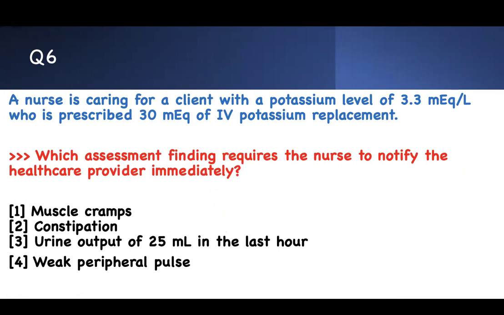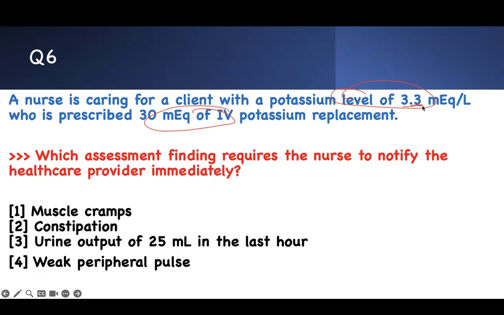1, you have a muscle cramp. Constipation. Urine output, 25 ml in the last hour. Weak peripheral pulses. Okay, these are bad problems. Which one would I choose? There's a concept there. And you know the concept. That's all I want you to go with. Take the buzzword and the concept associated with this question 6 and ask yourself, what is your priority when you want to replace potassium? Potassium is low.